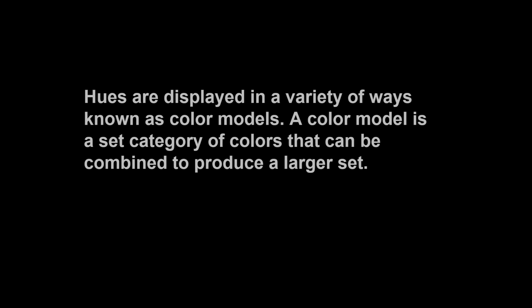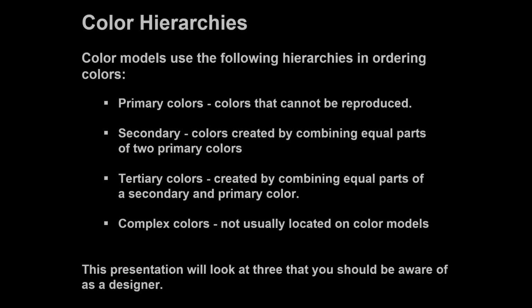Hues are displayed in a variety of ways, known as color models. A color model is a set category of colors that can be combined to produce a larger set. Color models use the following hierarchies in ordering their colors. Primary colors are those colors that cannot be reproduced. Secondary colors are those that are created by combining equal parts of two primary colors. And tertiary colors are created by combining equal parts of a secondary and a primary color. Beyond that are complex colors, and they're typically not located on color models.